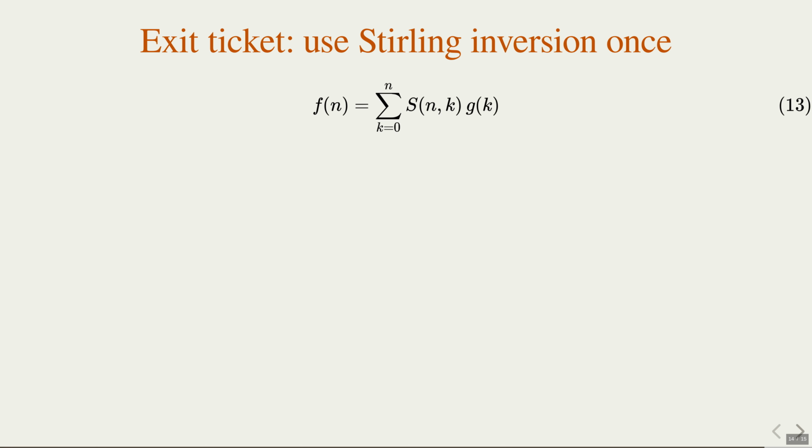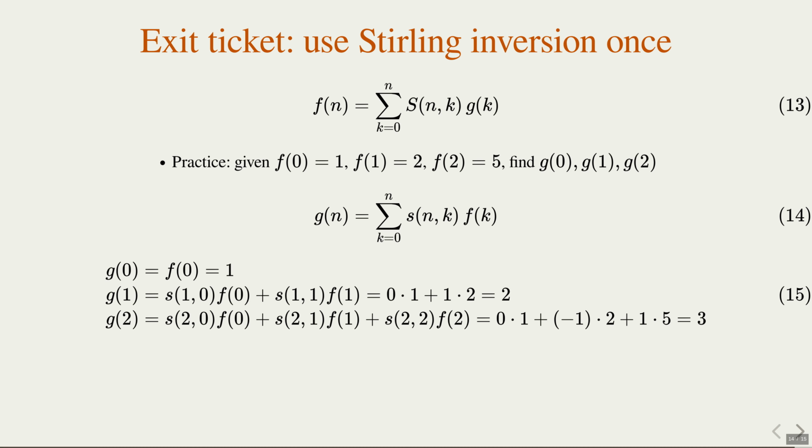Here is the undo button. Compute G by summing F against the signed first kind numbers in row n. Now compute: G of 0 is just F of 0. G of 1 is 1 times F of 1. For G of 2, you take minus 1 times F of 1 plus 1 times F of 2, giving 3. Nice, it feels like solving a triangular system from the top down.